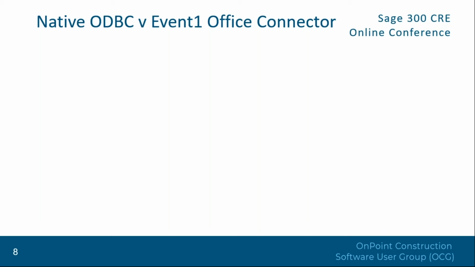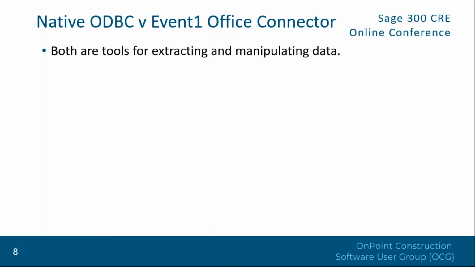It's a great little program. It's an Excel add-on, and it's basically used to bring data over, and also it can write data back into the Sage database. I get a lot of questions on what's the difference between the two. Number one, both are tools for extracting and manipulating data. They both basically do the same job. I can personally say I've yet to run into anything that I can do in ODBC that I can't do in Office Connector. However, just because I can do it doesn't mean I should.